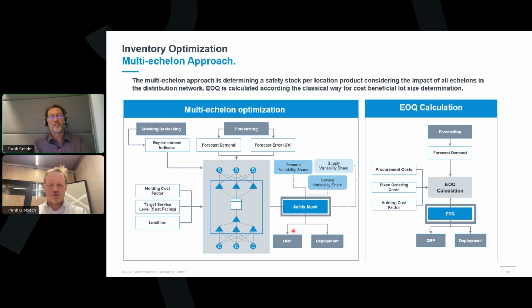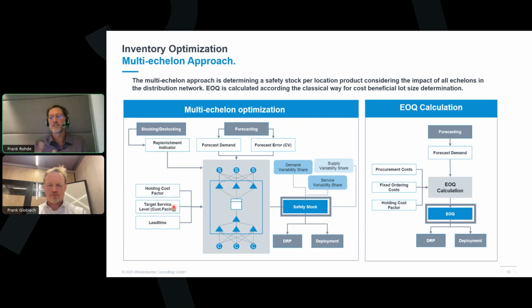In contrast to that approach, we have the multi-echelon. So here the system is considering not only each single echelon, each single location, it's trying to incorporate the impact of all echelons in our network. We have input parameters as well: the stock holding cost factor, the lead time, and the target service level, mainly for the customer facing location.